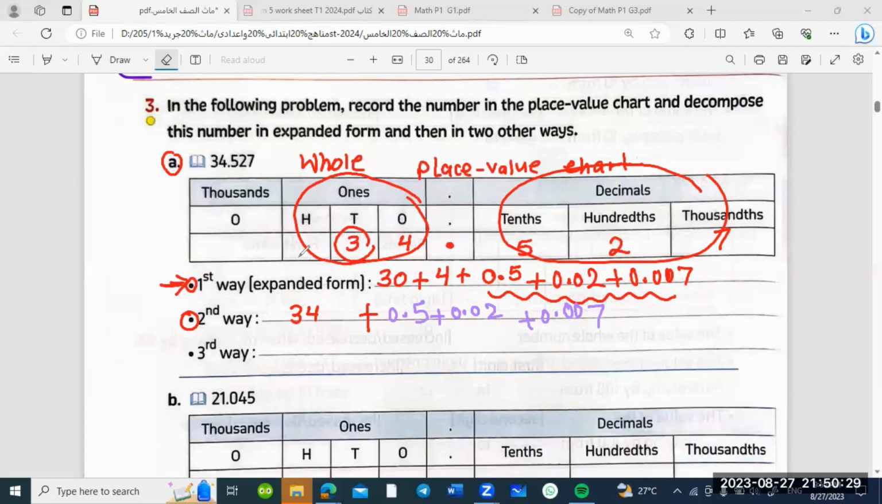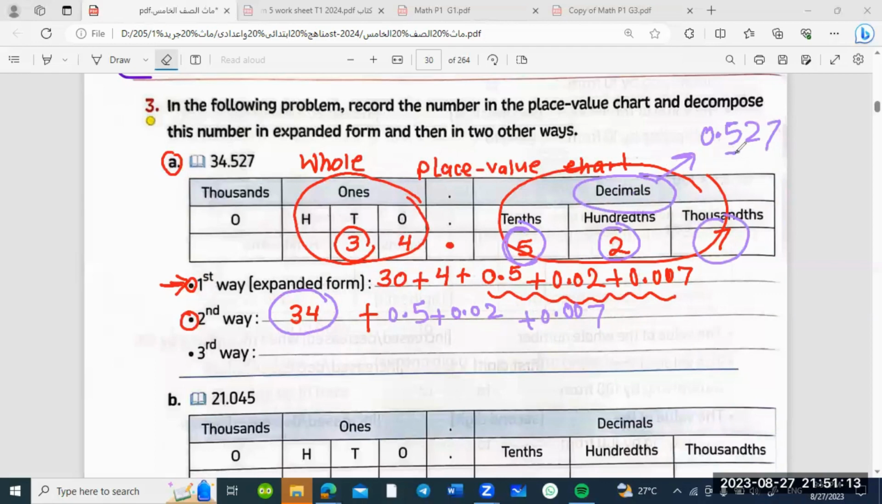So in the second way, Jana, I will write the whole part without making any expanded form of it. I wrote 34 without making any expanded form of it. Okay? But for the decimal part, I will make the expanded form for each digit. Easy? What is the decimal part? The decimal part is 0.527. Okay, Jana? So I will take each digit here and write it with its place value.